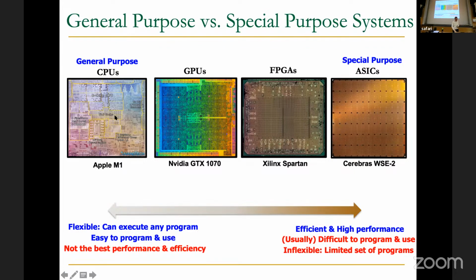But basically they're very flexible. They can execute any program, easy to program and use as a result. But because they're general purpose, focusing just only on the CPU, they don't provide the best performance and efficiency because they're very general, right? They don't specialize the hardware to the program that's executing. As you go from left to right, you become more and more special purpose. So GPUs are a little bit less general purpose.